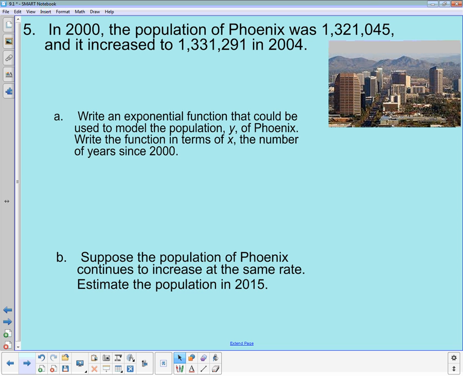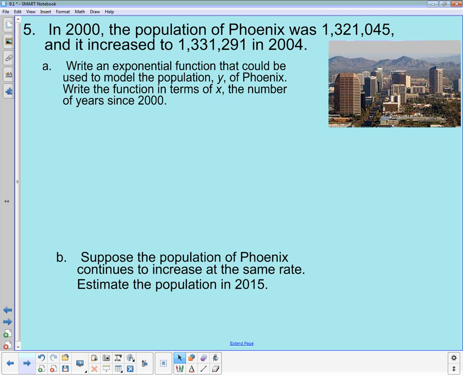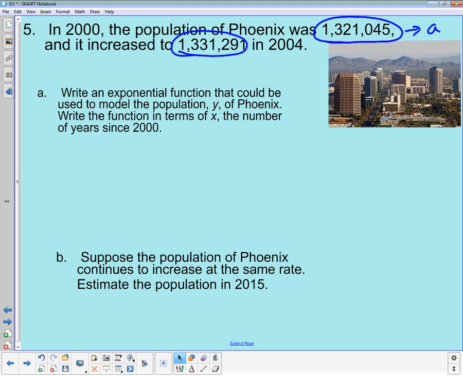Now, here's the problem. In part A, here's what I know. I know this is my starting value. I know that that's my A. I also know that this is the new value, the new population. Okay, new population. That's like my Y value. That's the end result. The question here is, what is the growth rate? What is B? So before we can actually write this function, we need to figure out what B is. Okay, so we're going to go ahead and see if we can do that.